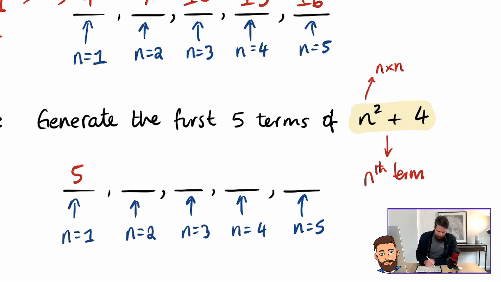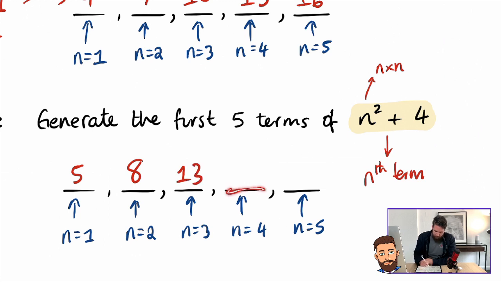So if I'm looking at the second term, n is 2, so that would be 2 squared. Well, what is 2 times 2? 4, plus 4 is 8. So the second term would be 8. And hopefully you're following along and you're ahead of me, because it is quite straightforward. N is 3. That means I do 3 squared. 3 times 3 is 9, plus 4 is 13.